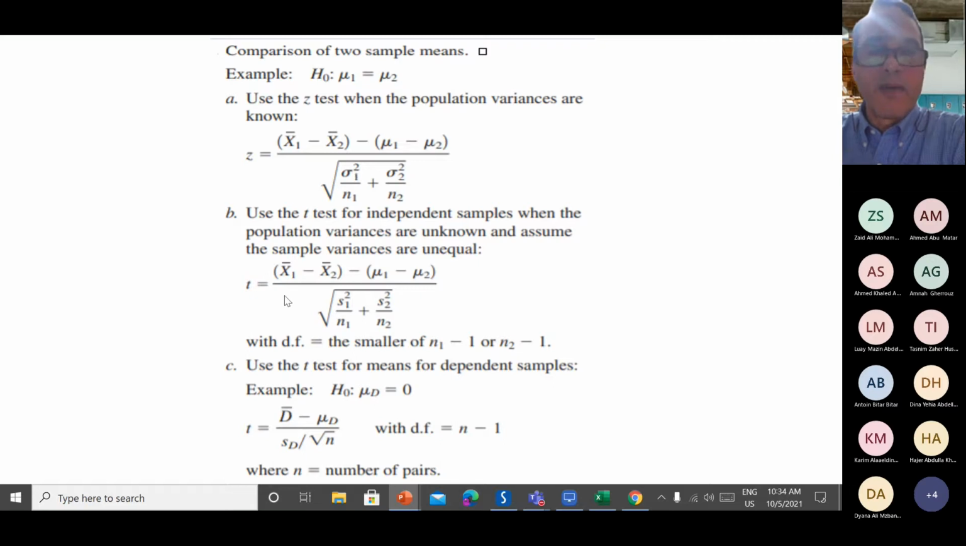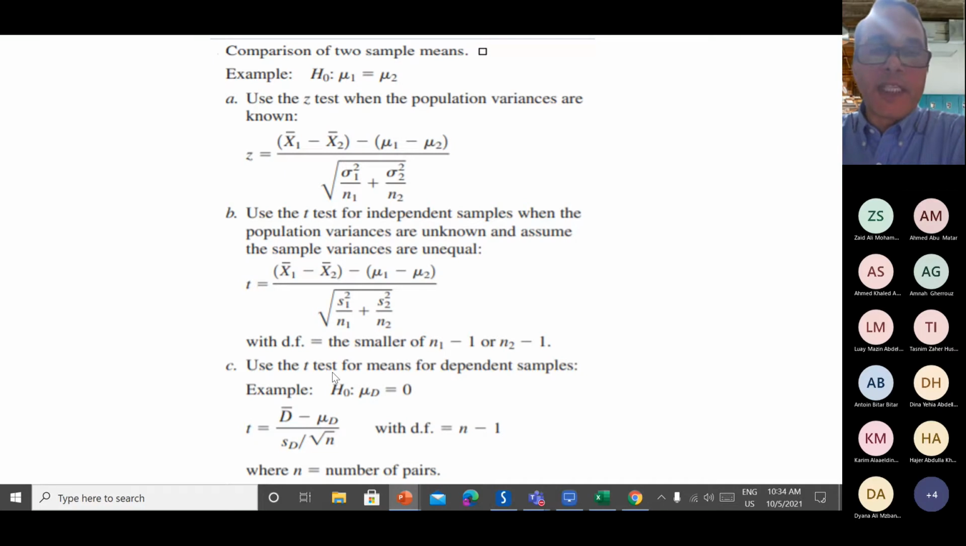Okay. For the t-test, you are not given the sigma, so the formula doesn't have sigma at all. It has S. S is the standard deviation for the sample. So S1 squared is the variance of the first sample. S2 squared is the second.